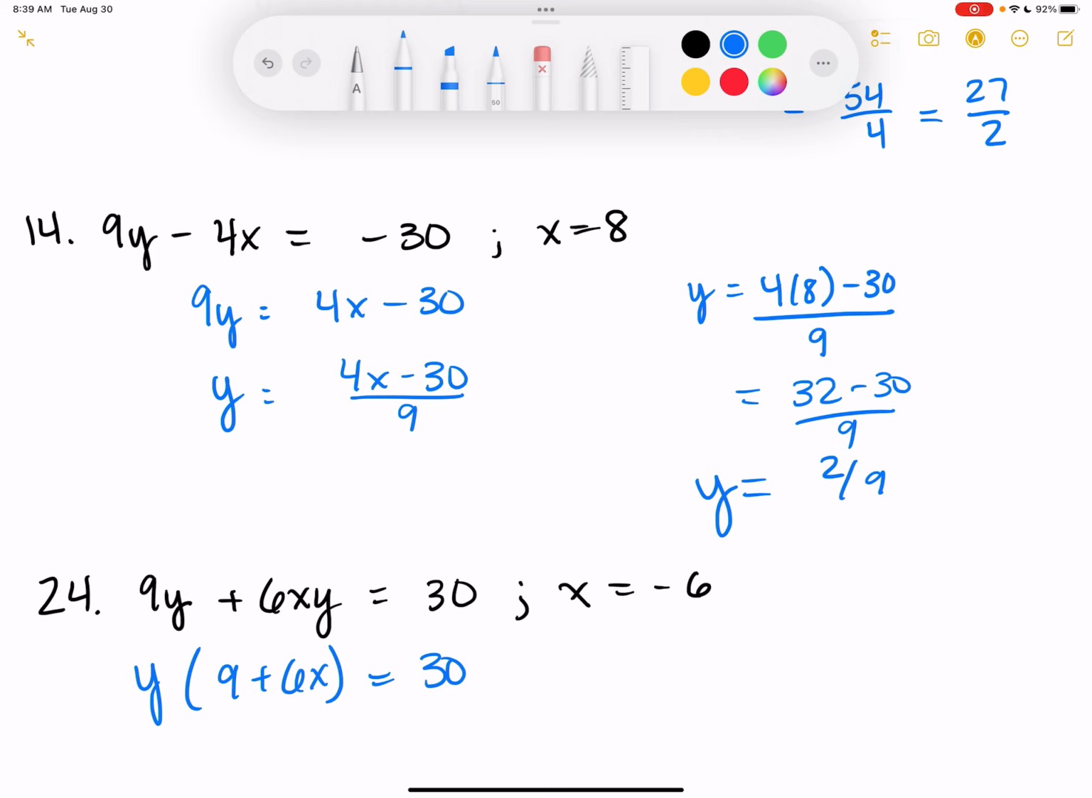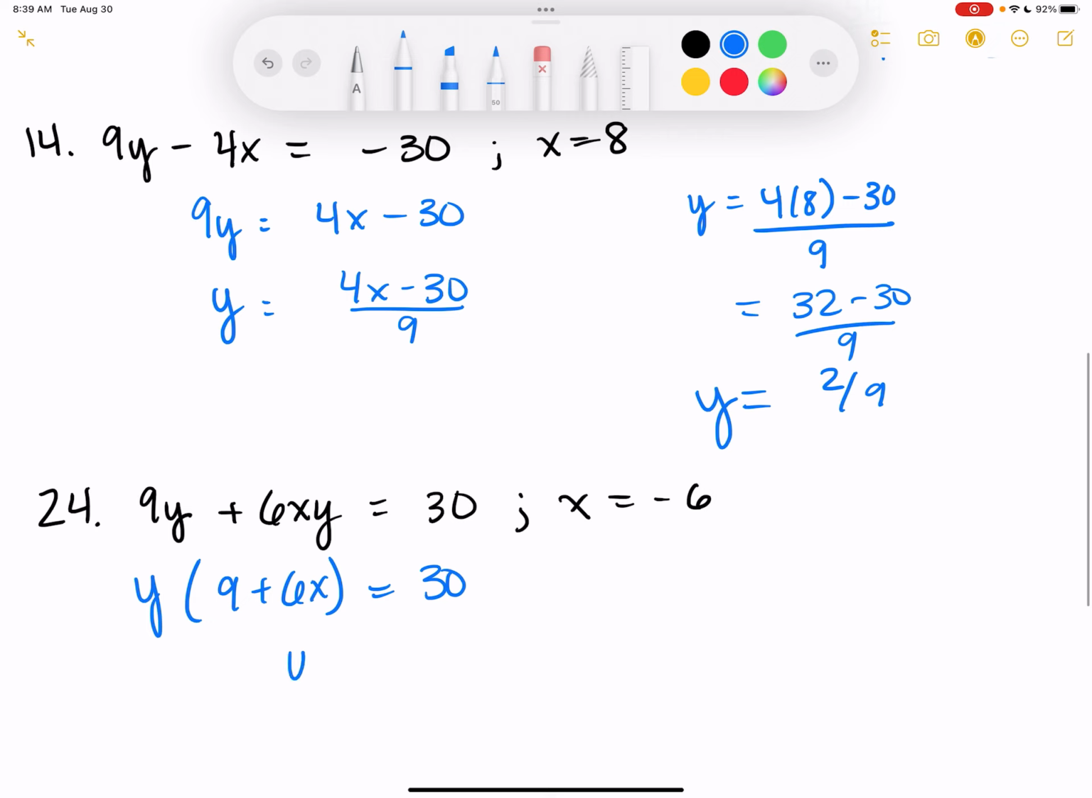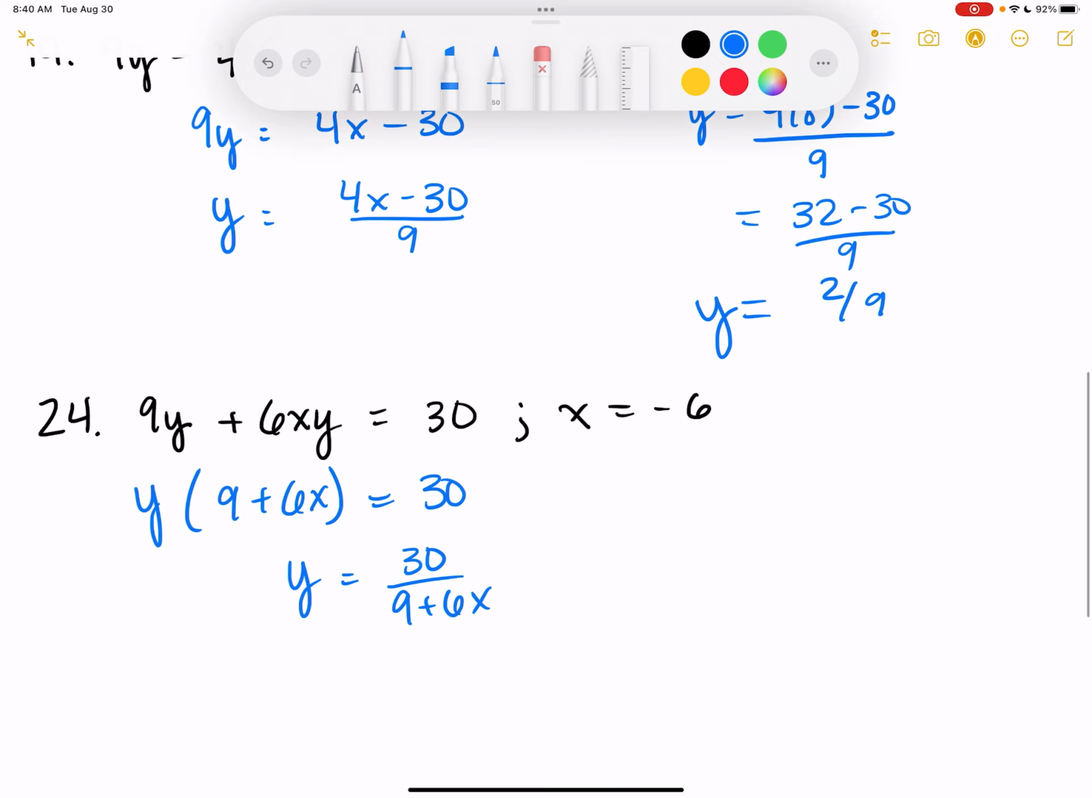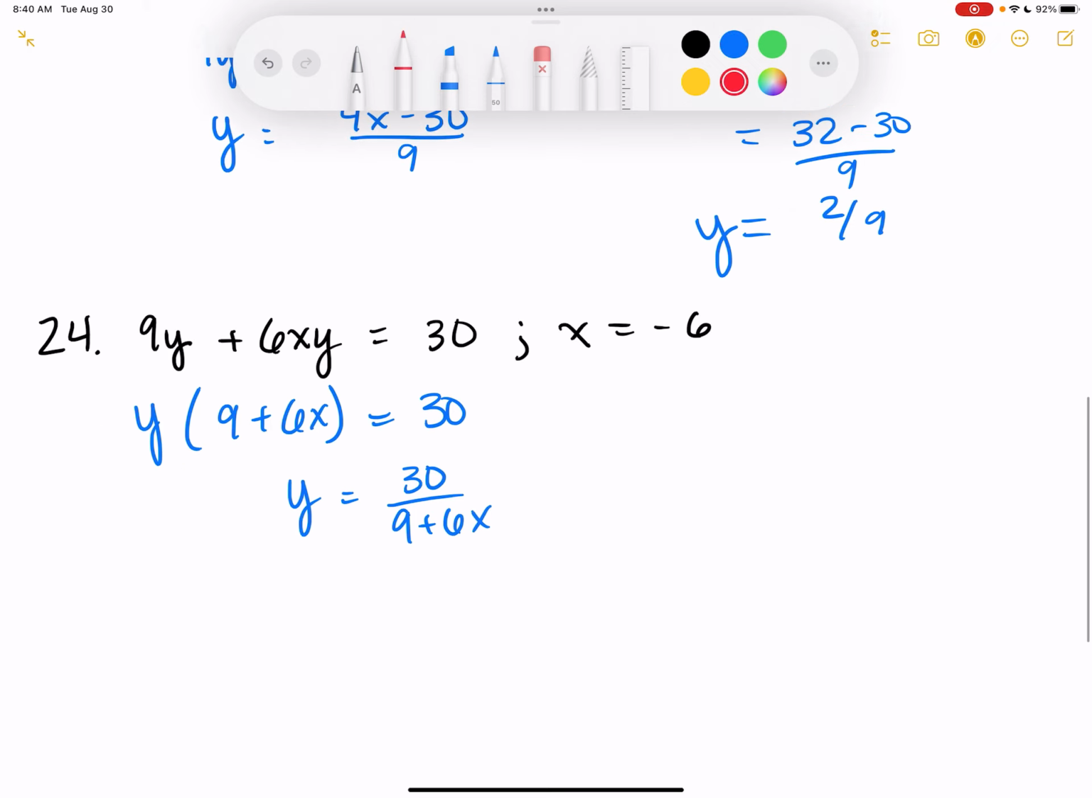So then now we can divide by everything that y is being multiplied by. So y equals 30 over 9 plus 6x. Really quick, I'm just going to make this note, and hopefully this doesn't confuse you, but I think it'll prevent you from doing something that is not true. This is not equal to this.